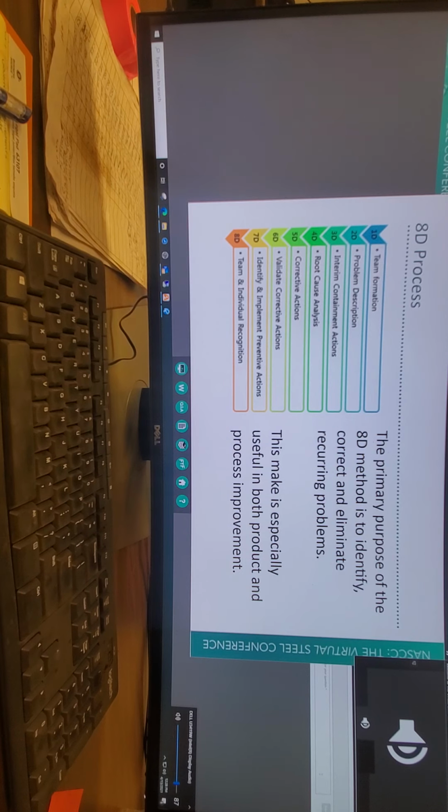A few of the things that look a little different in this model, you'll see number 3, interim containment action. This takes us back to the glossary when we talked about corrective measure. This is the immediate correction to contain the nonconformity. Then the team can begin one of the root cause analysis tools we talked about to help identify a root cause to attack. Another thing that looks a little different on this model is the final D, recognize the team.